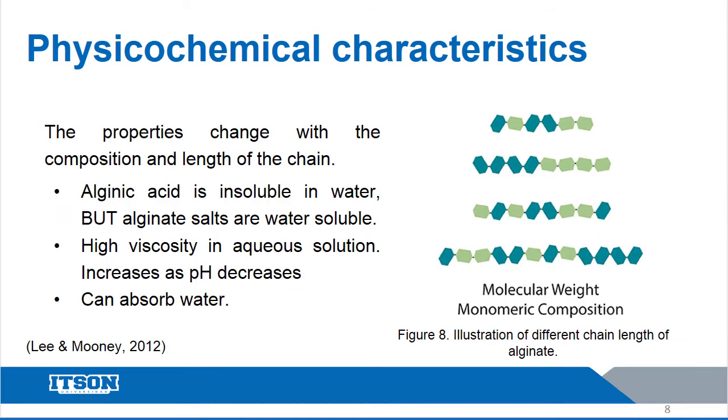The properties of alginate change with the composition and length of the chain, and we know that alginic acid is not really soluble in water, but alginate salts are, and when they are in an aqueous solution, it has high viscosity, and this property increases with the pH. And also, this molecule can absorb a lot of water, helping to make a degellation.